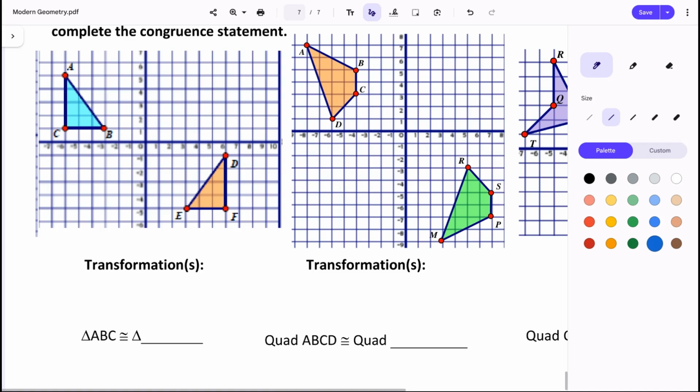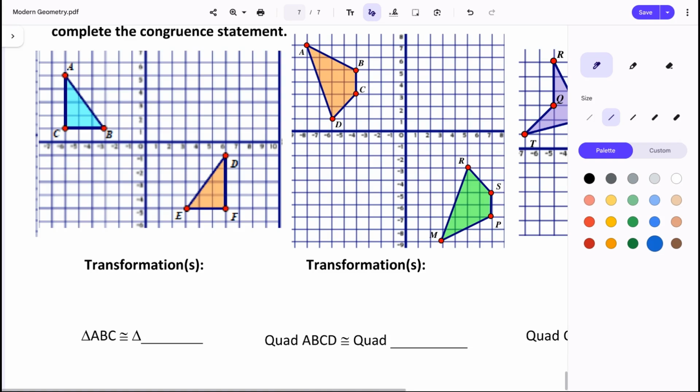If you get stuck on where to start or how to begin these, think about how to get your shapes to be facing the same direction first. So I'm going to start with triangle ABC only, because that's the first triangle in my congruent statement. That's the one in blue. I want to get it facing the same direction as the other one in orange. How could I do that?